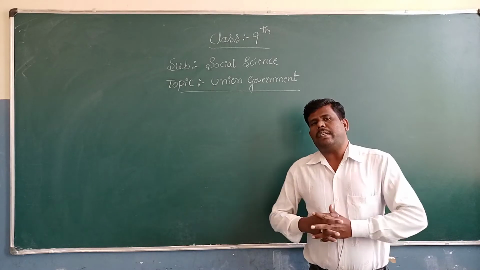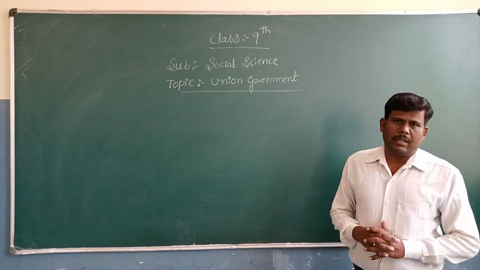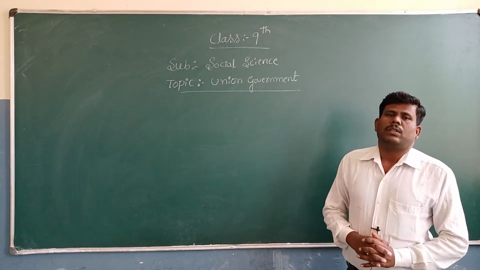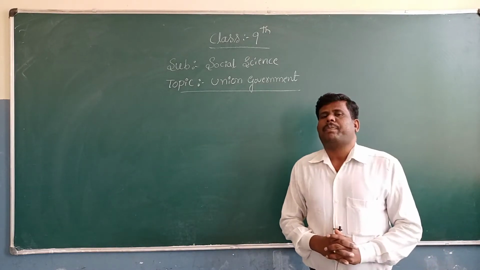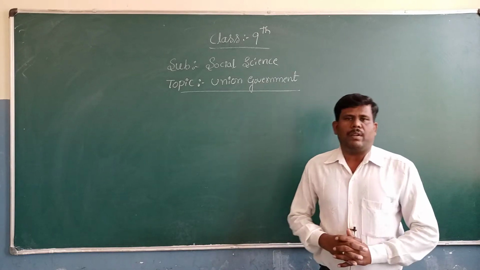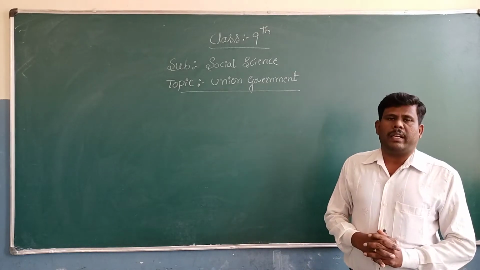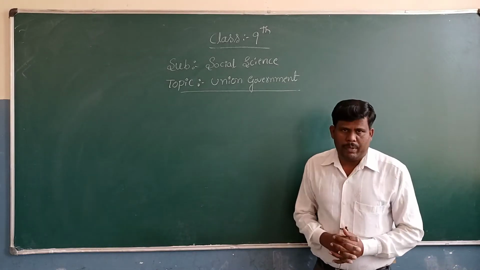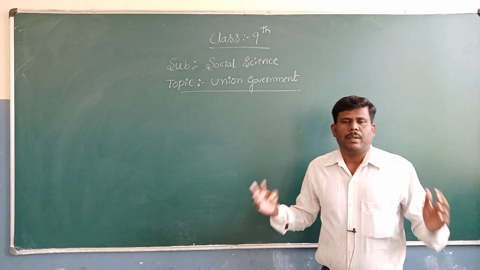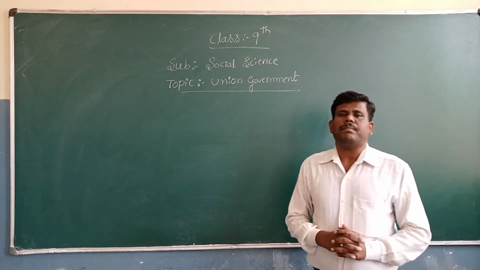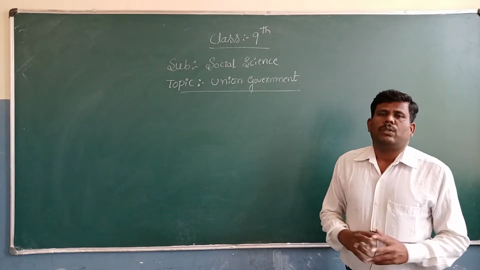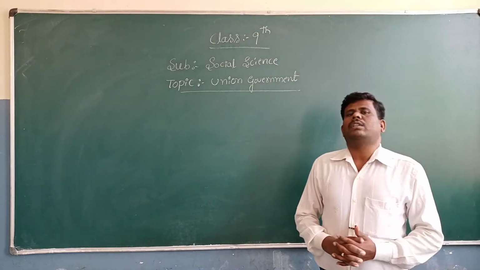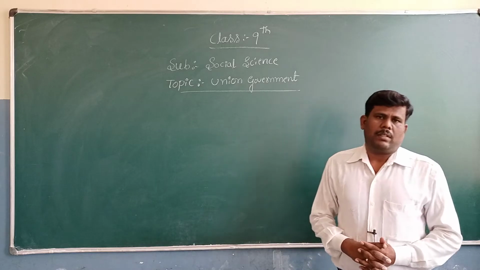Lok Sabha is the lower house, the people's house. The total number of members is 545. Among these, 543 members are elected by the people. The remaining 2 members are nominated by the President of India from the Anglo-Indians. So, these two houses play a very important role in the union government.